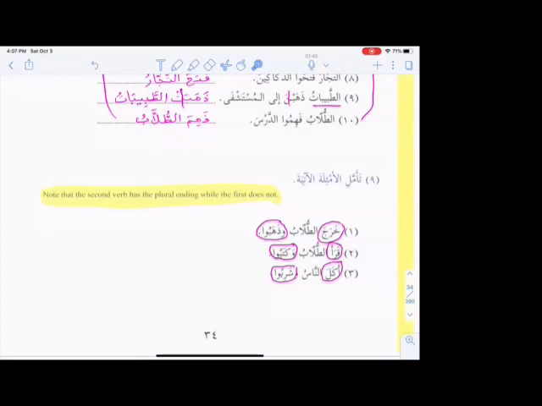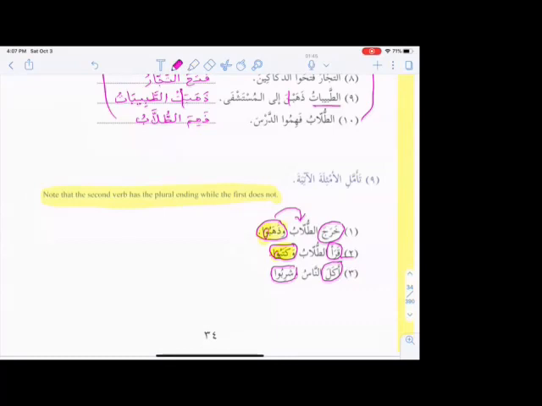Fine. So, kharaja tullabu. The students came out of the school or whatever classrooms. Kharaja tullabu wa, and now it goes dhahabu. Now the dhahabu matches the tullab. Did you get the idea? Qara'a tullabu wa katabu. Here it is singular, here it is plural. So this waw matches the tullab. See this waw. This waw matches the tullab.